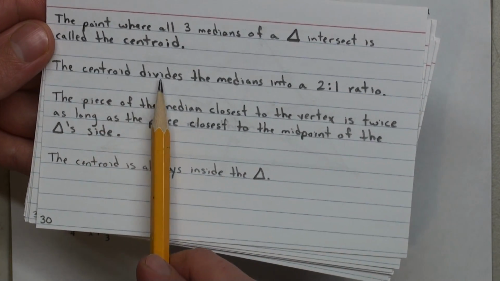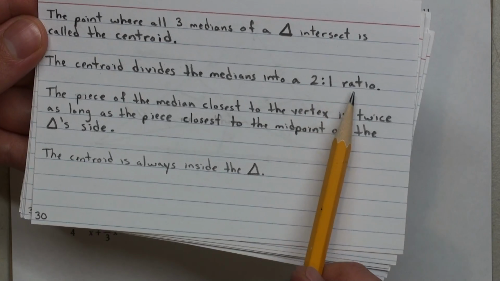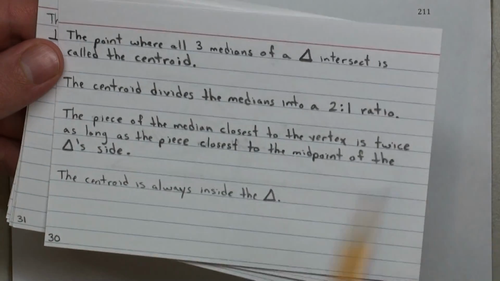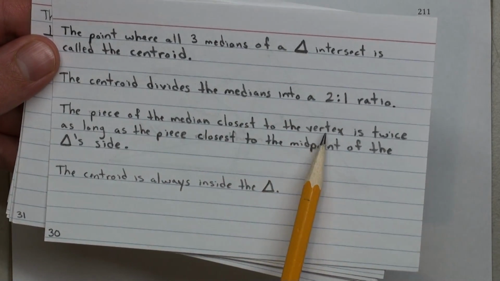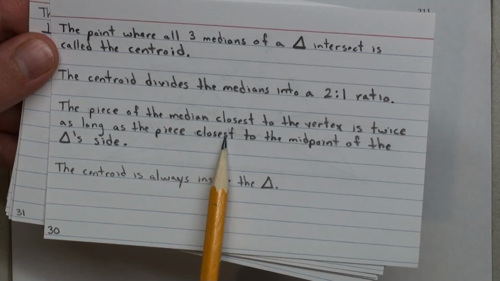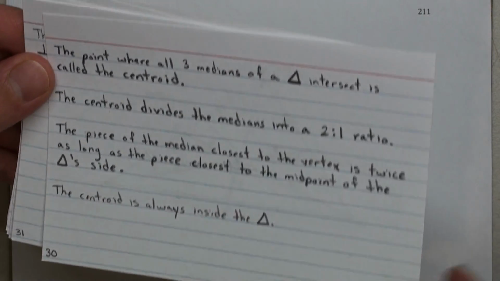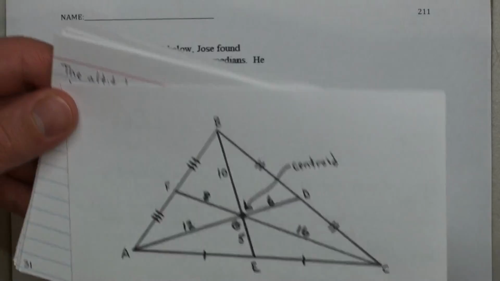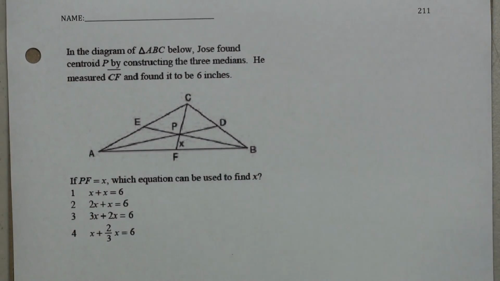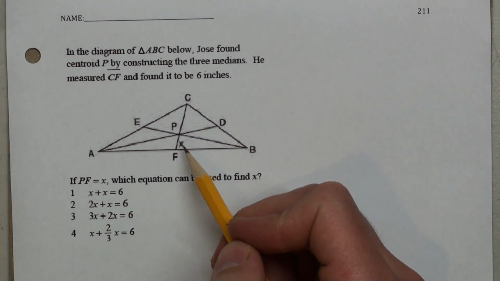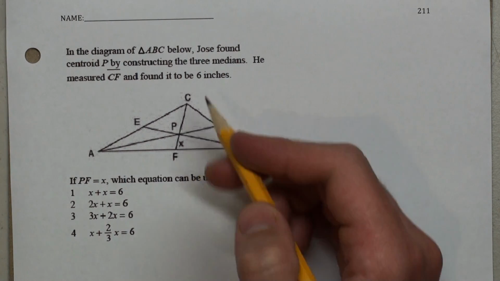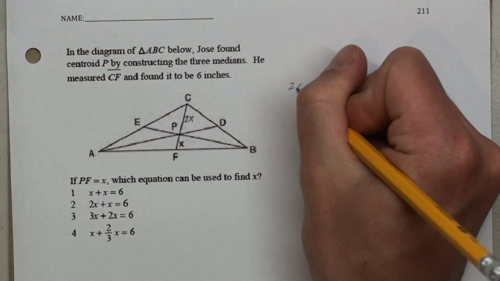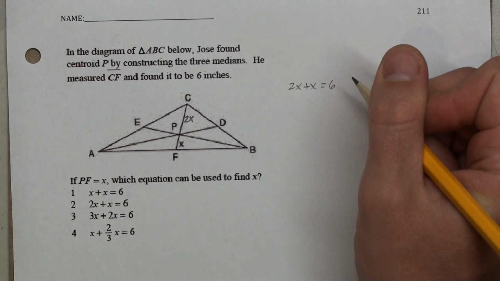The centroid divides the medians into a 2-to-1 ratio. Okay? That's really important. The piece of the median closest to the vertex is twice as long as the piece closest to the midpoint of the triangle side. You see that? 10, 5, 12, 6, 16, 8. So let's keep that in mind when we do this problem. So if this is x, then we know that this is twice that. So then we know that 2x plus x equals 6.